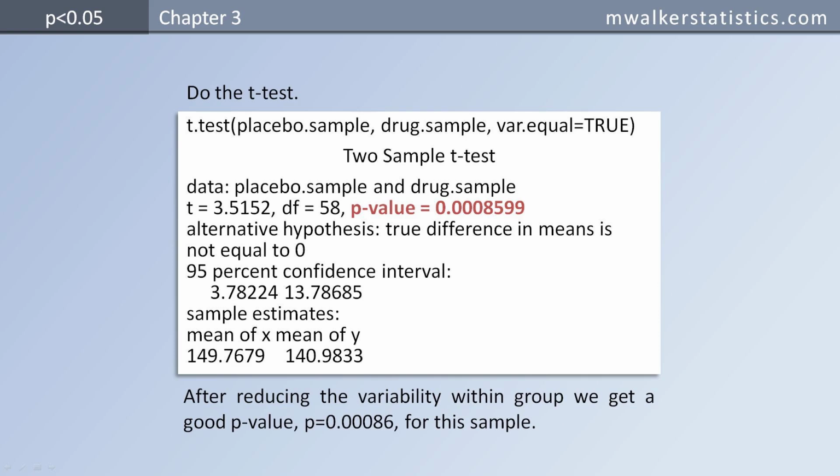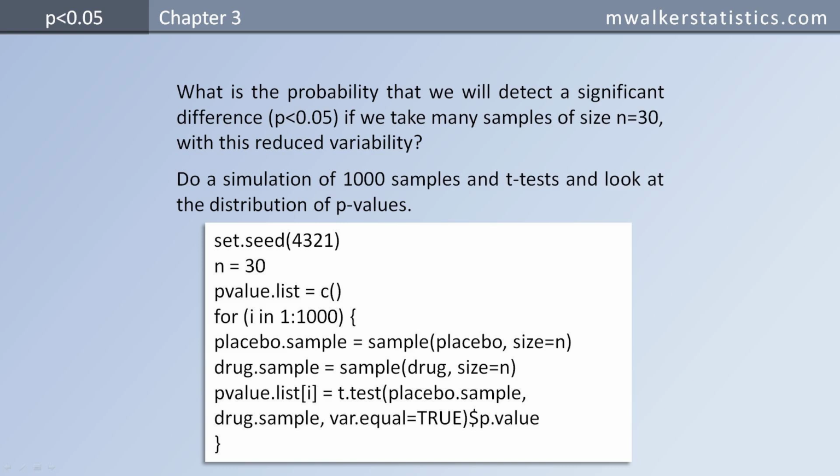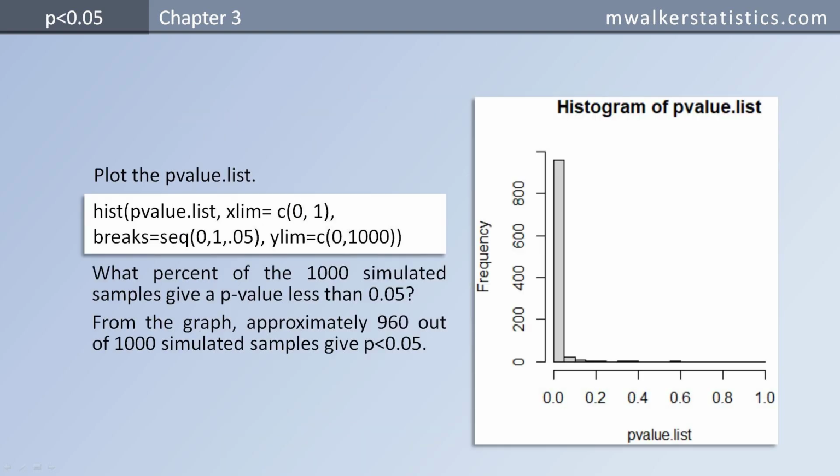After reducing the variability within group, we get a good p-value, p equals 0.00086 for this sample. What is the probability that we will detect a significant difference, p less than 0.05, if we take many samples of size n equals 30, with this reduced variability? Do a simulation of 1,000 samples and t-tests and look at the distribution of p-values. Plot the p-value list. What percent of the 1,000 simulated samples give a p-value less than 0.05?